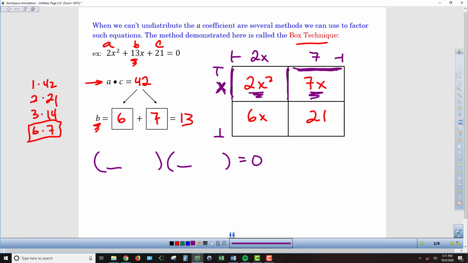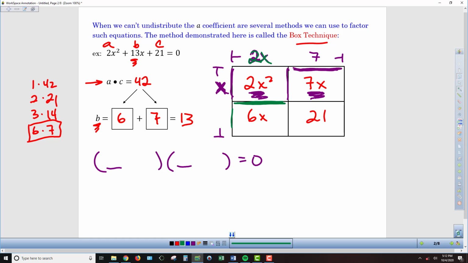And then along the side are the dimensions. So x times 7 gives me 7x, the area of this box here. X times 2x gives me 2x squared, which is the area that's filled into that box. And so then I'm going to do the same thing for the bottom row. So now this dimension right here is this 2x.